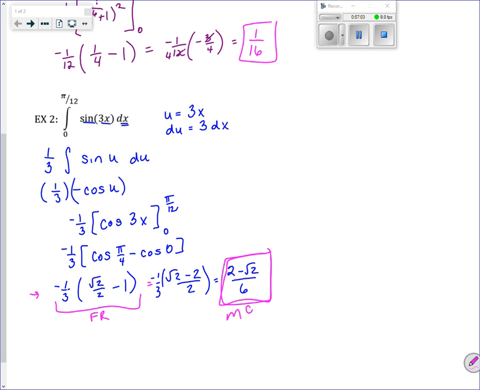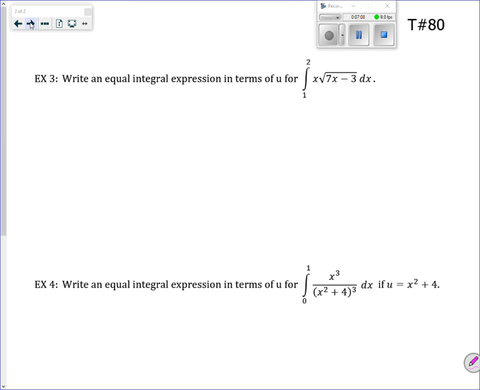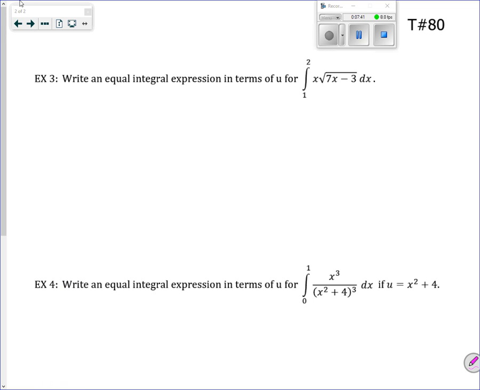Now let's look at the next questions. In the next questions, notice they say write an equal integral expression in terms of u. So they're not asking for the full answer. They're not asking for a numerical answer. They want an equal integral expression. So what does that really mean? Well, it's almost like you're stopping. If I go back to the questions we did before, it's almost like you're stopping right here with one extra little piece.